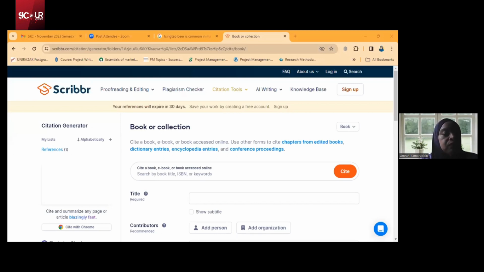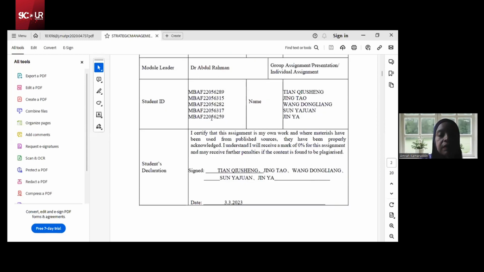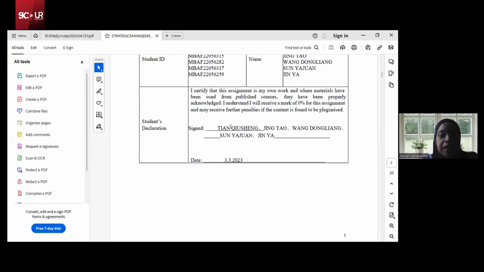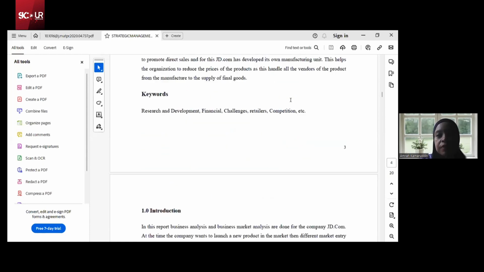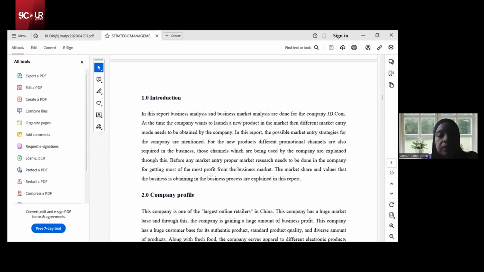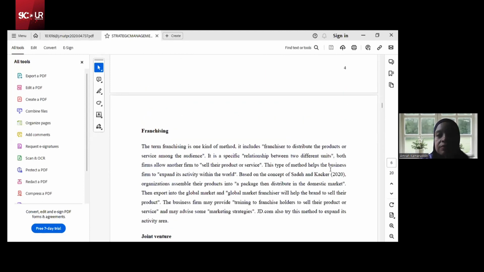Let me show you some examples about strategic management. This is from another university, from my friend Dr. Abdul Rahman. It's all from China, and they have a very big group. They have the introduction. This one they never put, but see, like this, they put the citation.